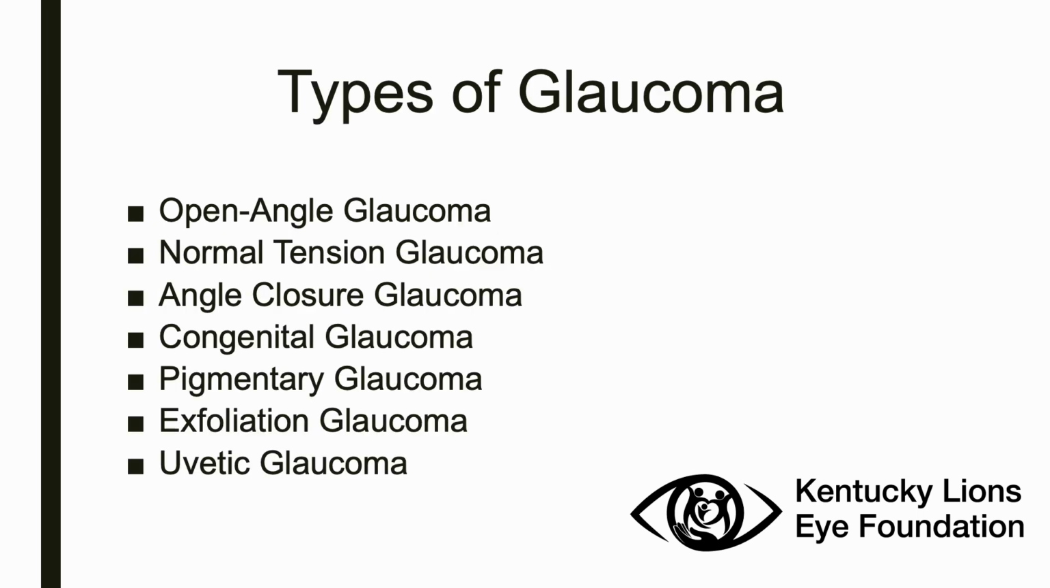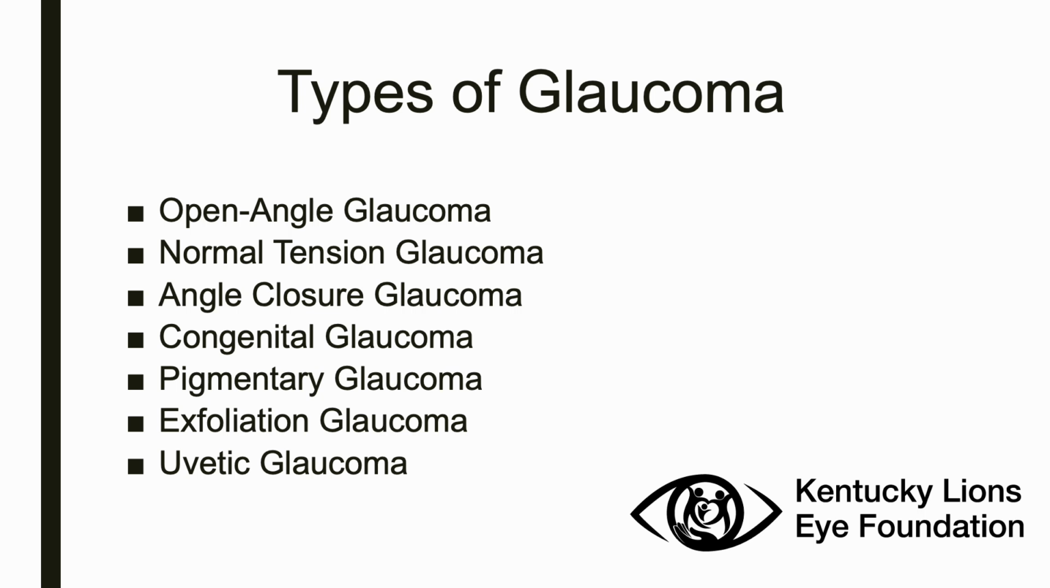There are several different types of glaucoma. Open-angle glaucoma is a chronic condition that progresses slowly over time, usually not noticeable until the late stage, where vision is lost and IOP builds up, or intraocular pressure. Normal tension glaucoma is a condition where the optic nerve is damaged, though one's IOP is within normal range, between 10 to 20 millimeters of mercury.